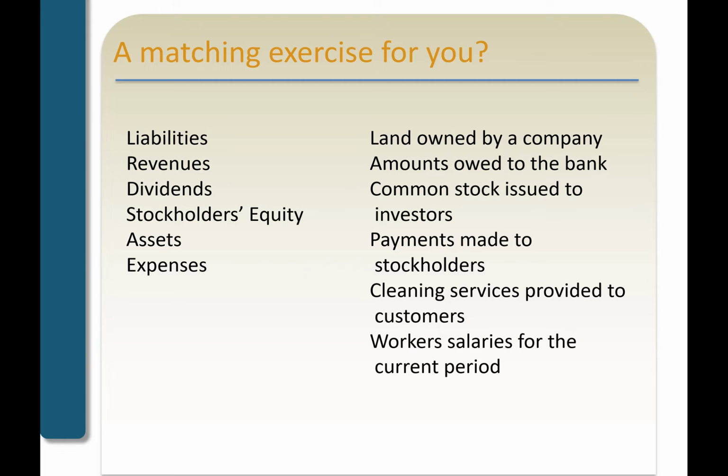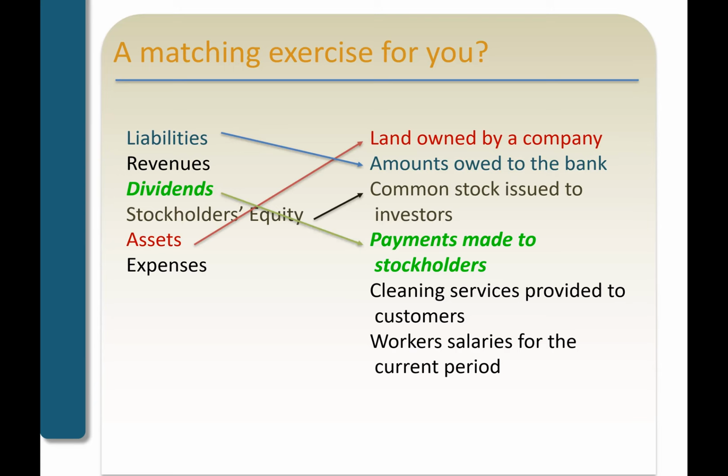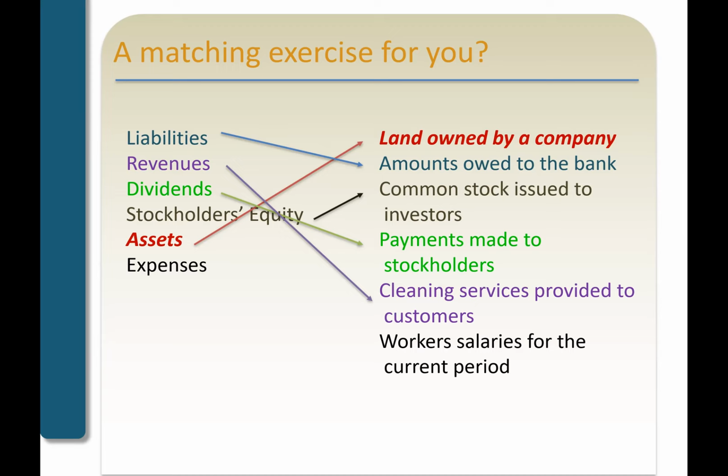Okay, guys. So assets, an example of an asset would be land owned by a company because land is a resource. Liabilities are amounts owed to the bank. Stockholders' equity would be common stock issued to investors. Dividends are payments made to the stockholders. Revenues would be cleaning services provided to customers. And expenses are workers' salaries for the current period.